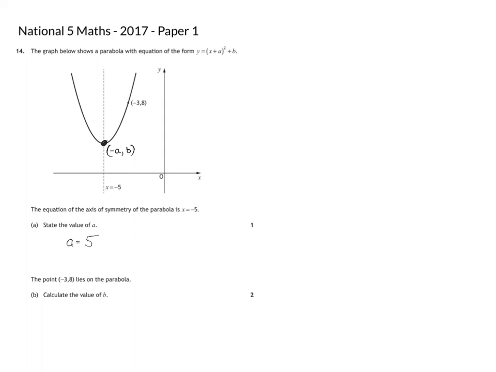So we know that the point negative 3, 8 lies on the parabola, so we need to calculate the value of b. So this is just a case of substituting in things that we know. So we know y equals x plus a squared plus b.